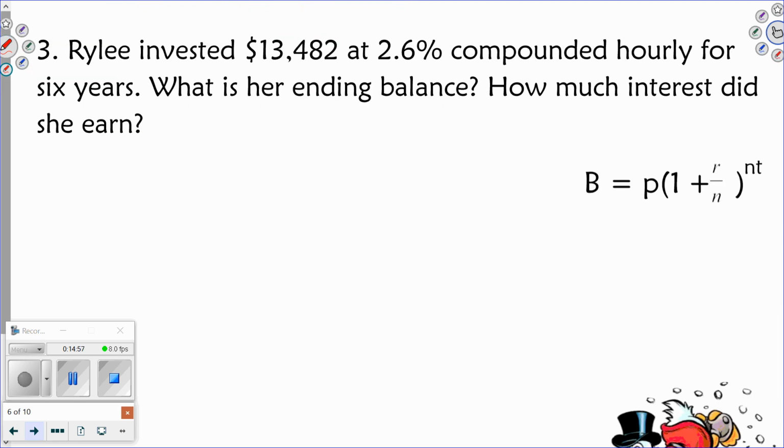Number 3, you guys ready? So Riley invested $13,482 at 2.6% compounded hourly for 6 years. What is her ending balance? How much interest did she earn?